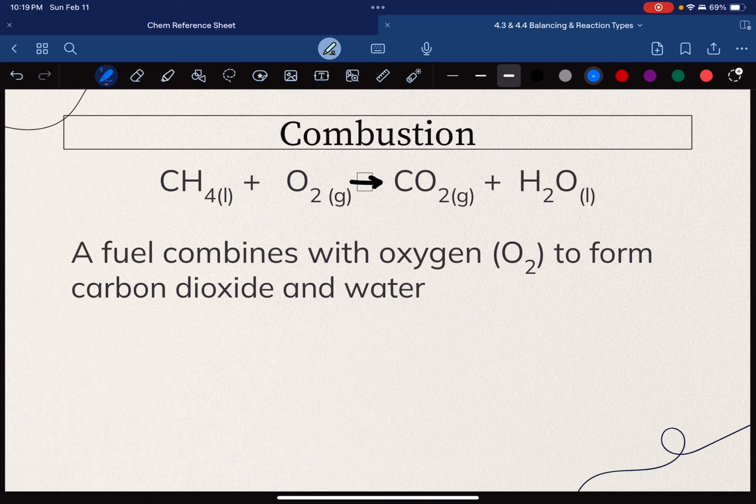Combustion, you have a fuel combining with oxygen to form carbon dioxide and water. Your fuel, sometimes these are also called hydrocarbons. So those are some sort of C and H compound. Sometimes there's like an O in there as well. So those are your fuels, like methane, propane, things like that, methanol. And they will always be burning in air, and it will always produce carbon dioxide and water.